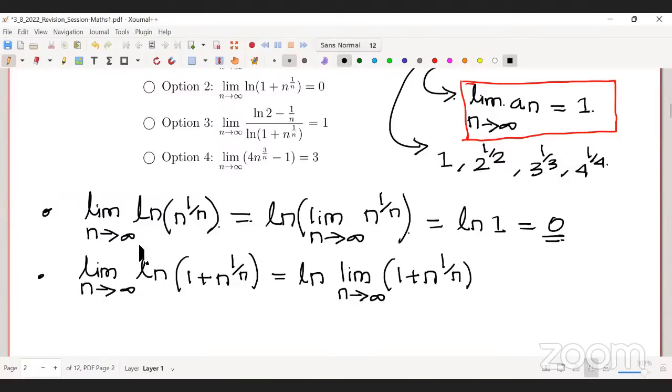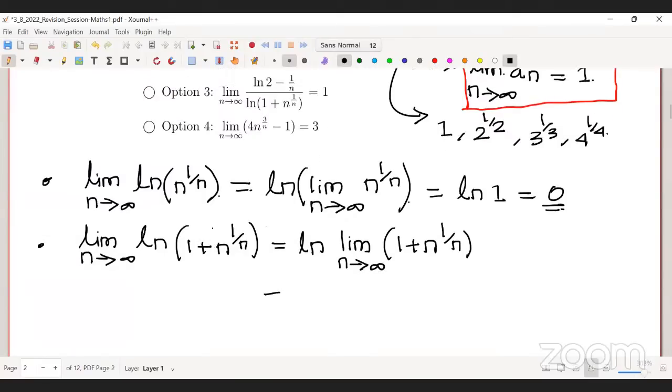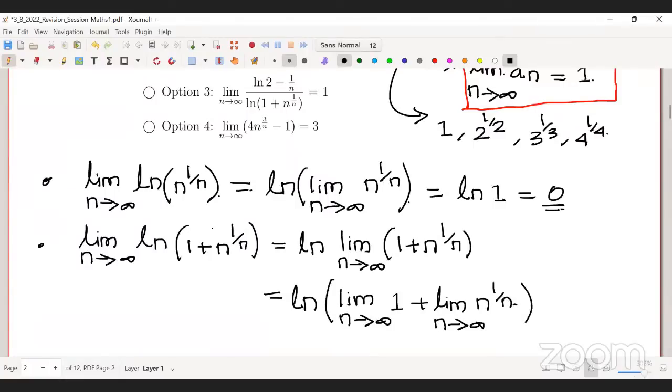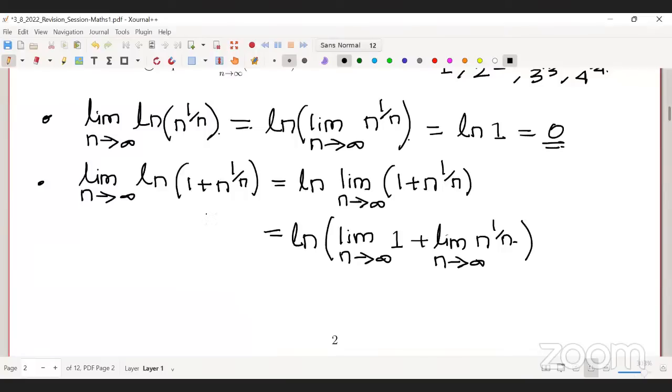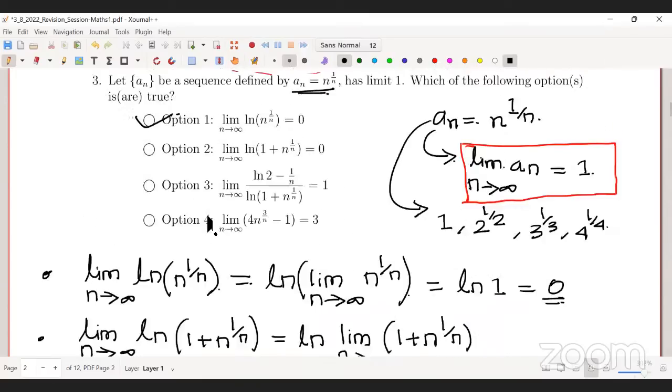So next I need to use the additive property of limit. So this limit is nothing but limit of 1 plus limit of n power 1 by n. And this limit is certainly 1. This is 1, and from the given information I know this is also 1. So the final thing is ln of that, which is ln of 2. So that means the second option can't be 0, so the second option is incorrect.